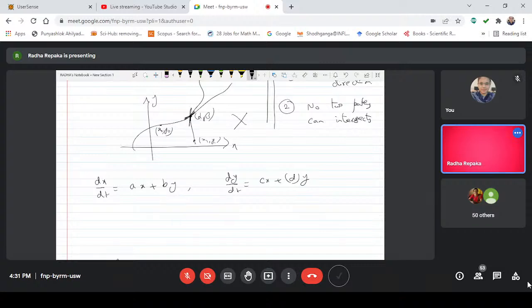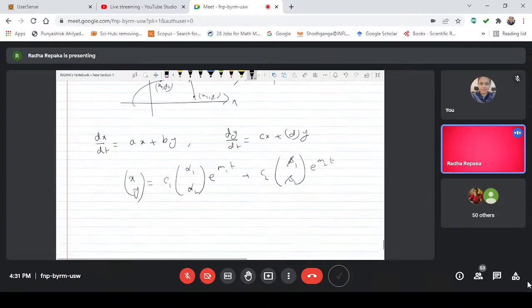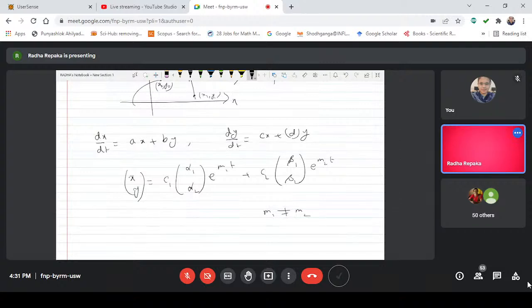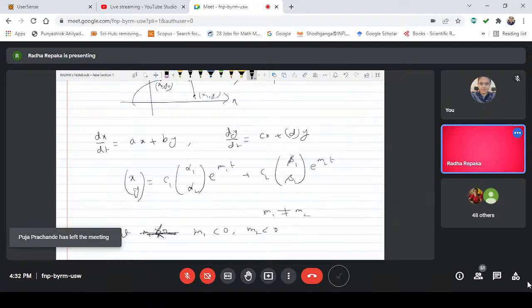So, as I mentioned, (x, y) can be written as c1 (alpha 1, alpha 2) e^(m1 t) plus c2 (beta 1, beta 2) e^(m2 t). Assuming that m1 and m2 are distinct, let m1 be negative and m2 also negative. So what happens to the x value and y value as t tends to infinity? You should be able to answer me.